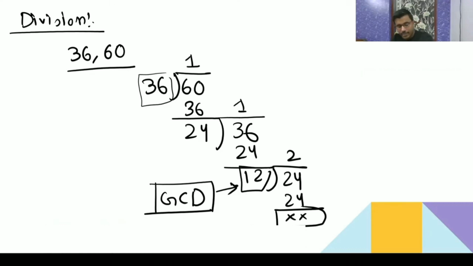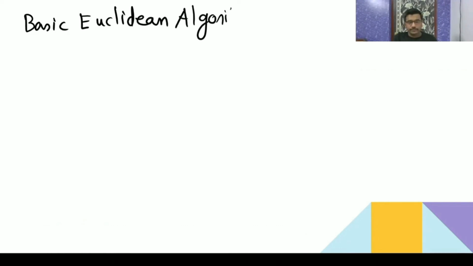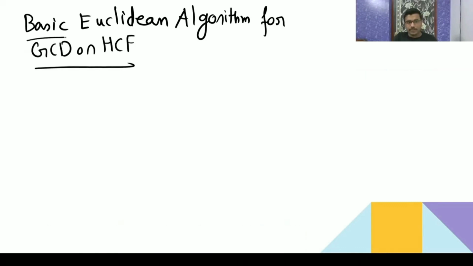So this is another method. By using common factors, by using division, we can find the greatest common divisor. This is even helpful in your aptitude. Now we will see the algorithm. We have the basic Euclidean algorithm for GCD, which is even called by another name. Now we will see the algorithm.